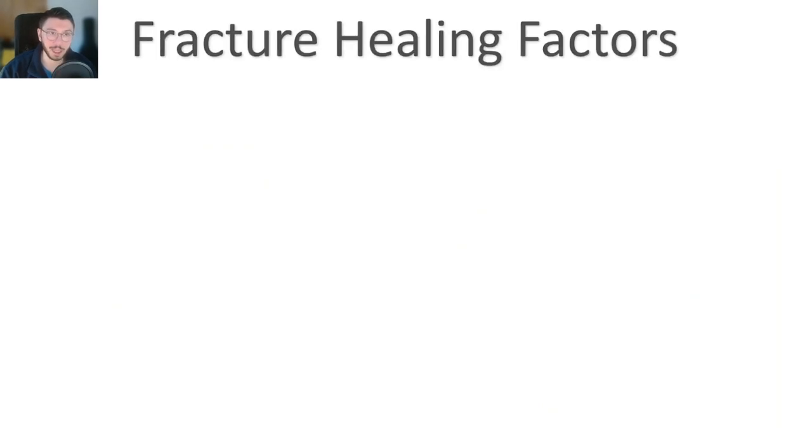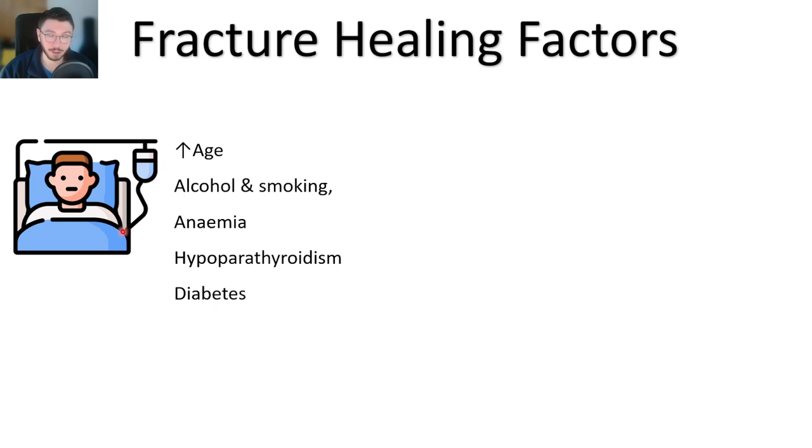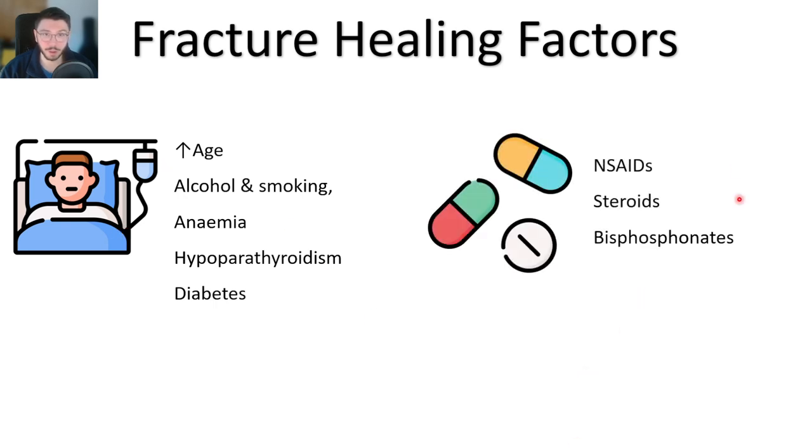There are very important healing factors for fractures. We can split that into patient factors and other factors. For patient factors, if you're older, you're going to have a poorer blood supply, and it's not going to heal as well. If you smoke or drink, especially smoking, that's going to mean that your blood supply is not as good. And with alcohol, you're at high risk of falling and repeating the fracture.